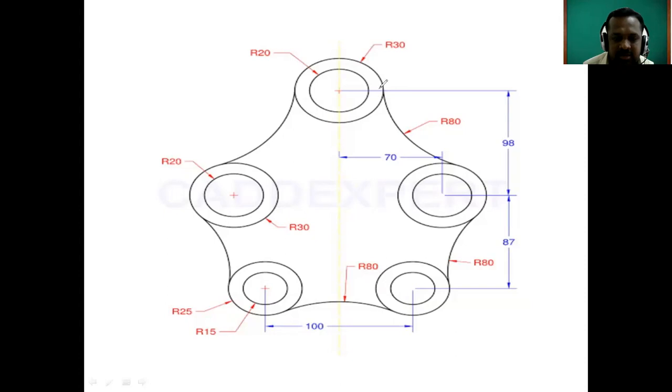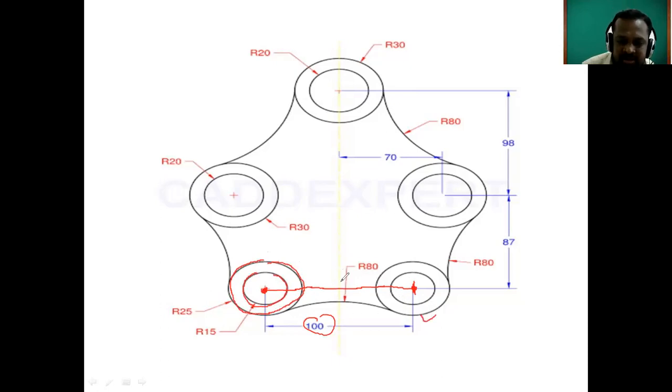Okay, so see here, first we have to draw one horizontal line like this. I will start from the bottom side. First of all, we have to draw one horizontal line of 100 mm. The end point of this line will be the center point for this circle, and from the center point we can easily draw this circle. In a similar manner, we can copy the same circle at this side also. This part will be completed.